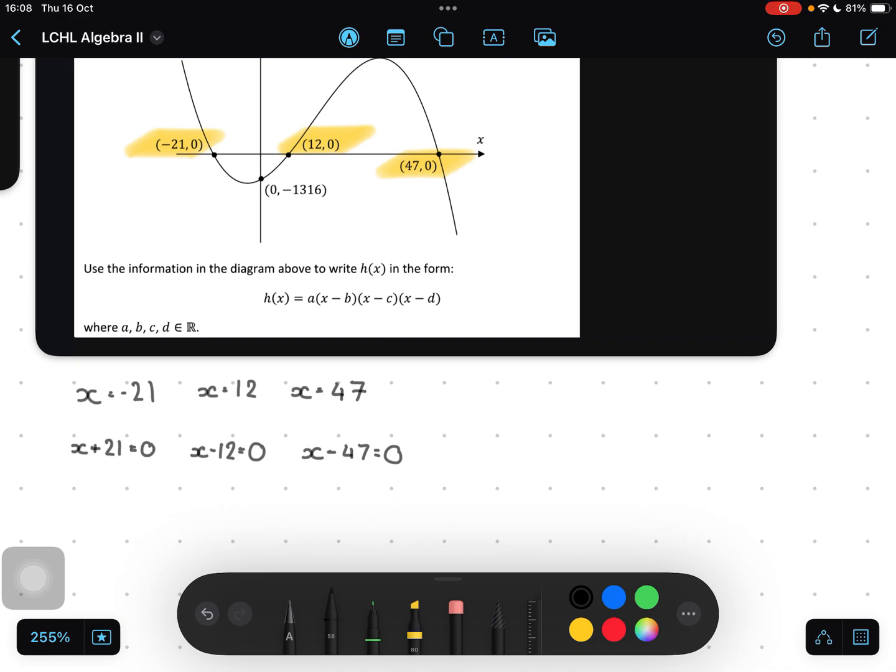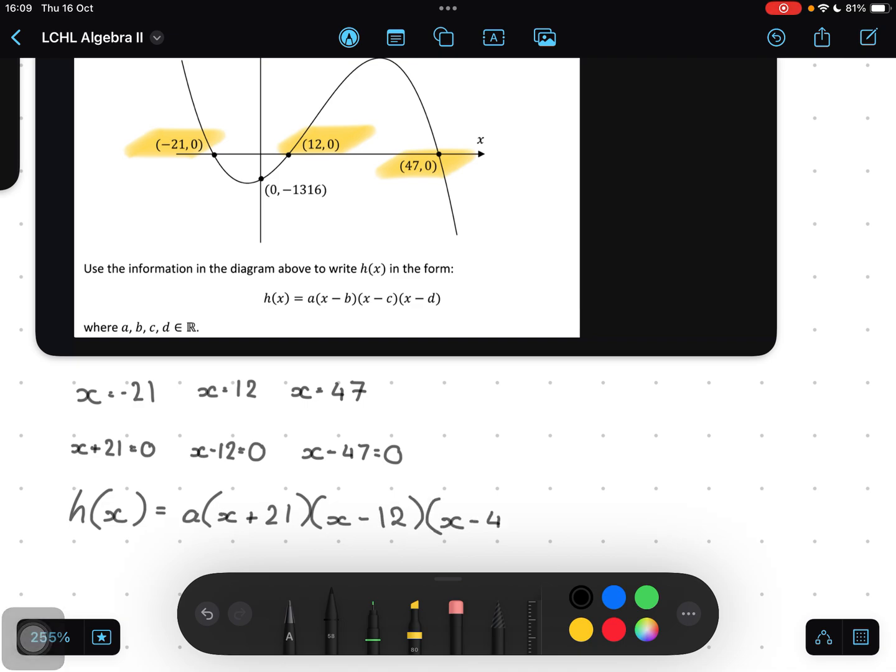So I have now got that h of x is a times, and I have all of the factors here. So it's x plus 21. Remember the signs always change in our factor theorem. Going from roots to factors, the signs of the numbers always change. x minus 12 is another factor and x minus 47 is another factor.